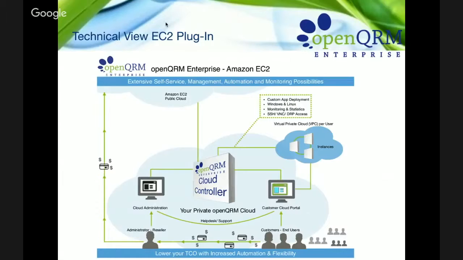So we come to a diagram which explains more how the whole openQRM cloud on top of Amazon EC2 works. On top of the Amazon cloud, openQRM controls the EC2 cloud based on a cloud customer portal for your end users. The instances will be provisioned in their own virtual private cloud environment, which is called a VPC in Amazon, per openQRM cloud user. The cloud administrator you see on the bottom left is receiving the revenue stream from the cloud end users. It's basically reselling the Amazon EC2 infrastructure with the added value services based on openQRM.